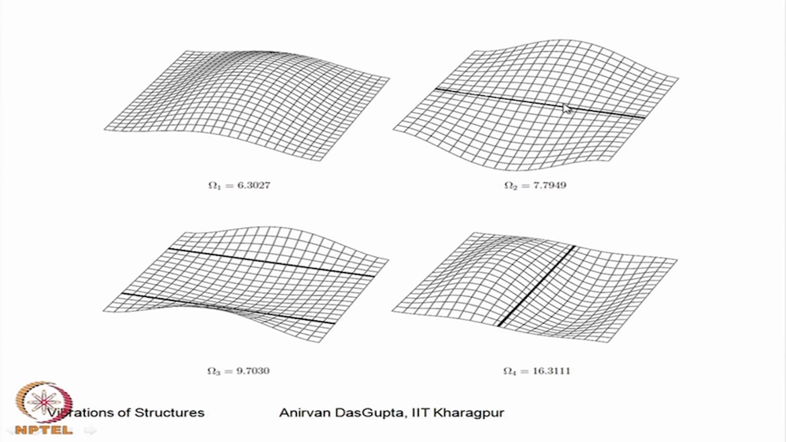This is the second mode. This is an asymmetric mode with one nodal line at the center. Here this is the next higher mode with two nodal lines, and here you have one nodal line parallel to the support. Here you can see the displacement of the stiffened edge is very low.